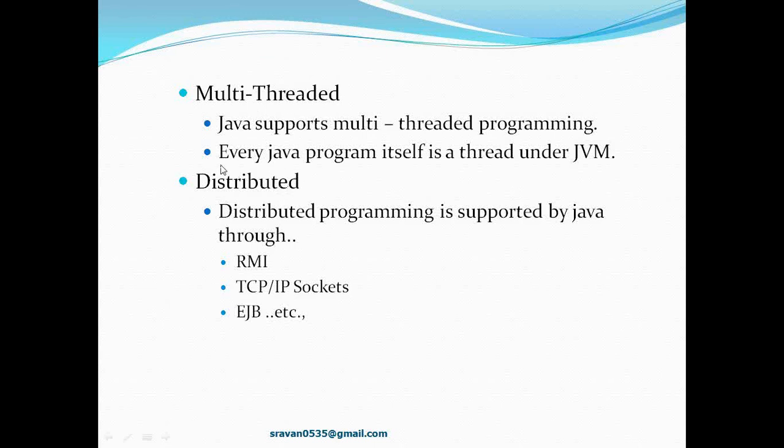Next feature is distributed. Distributed programming is supported by Java through RMI, TCP/IP, EJB. Guys, now you are somewhere and I am somewhere, but how are we able to communicate? With the help of distributed applications, for example GoToMeeting. Assume the GoToMeeting application was developed with Java. For developing it, they used either RMI, TCP/IP sockets or EJB.